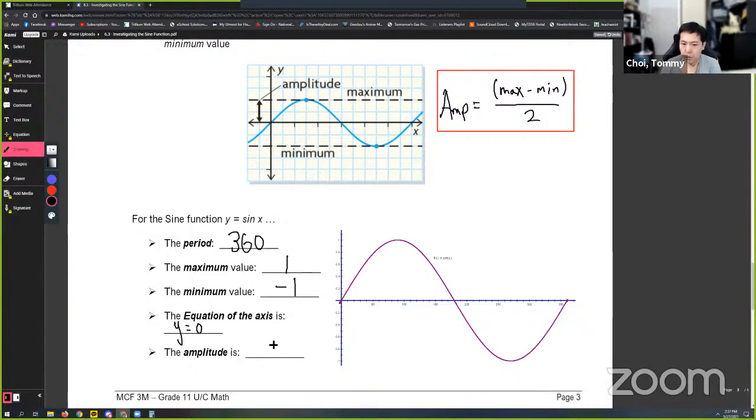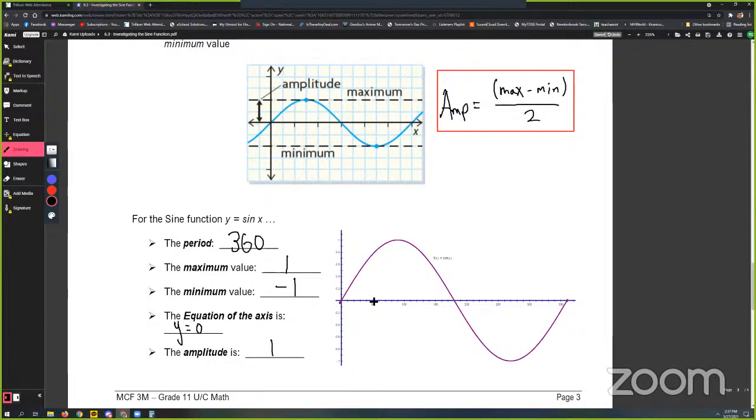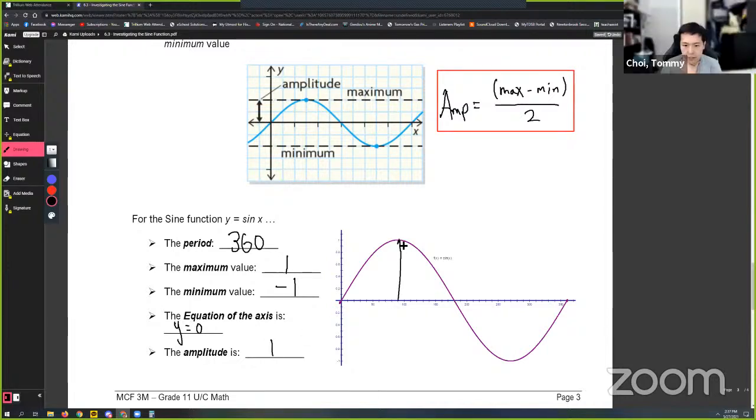And then for the amplitude, what's the amplitude here? 1. Because to get to the top, it's a height of 1, and to get to the bottom, it's a height of 1. Okay? So you'll notice in both ways, the amplitude is 1, right? From the center. So 1 up and 1 down. So you just take positive, which is 1. Okay? So that's pretty easy. That's for a regular sine graph, right? No changes, just a regular old sine graph.